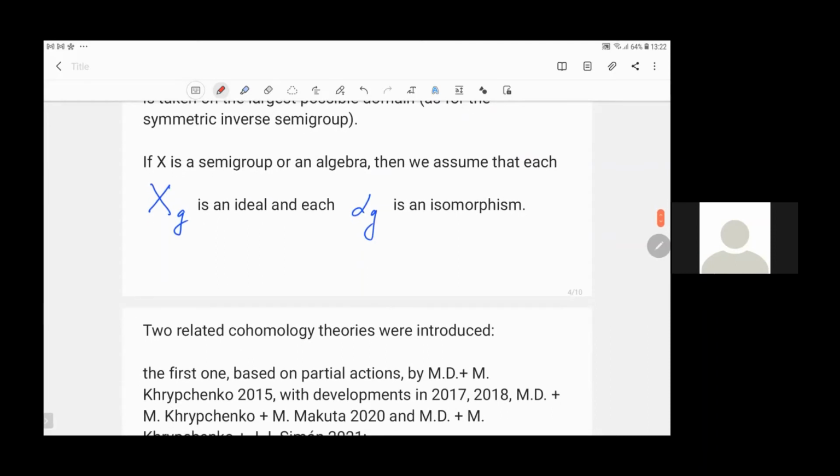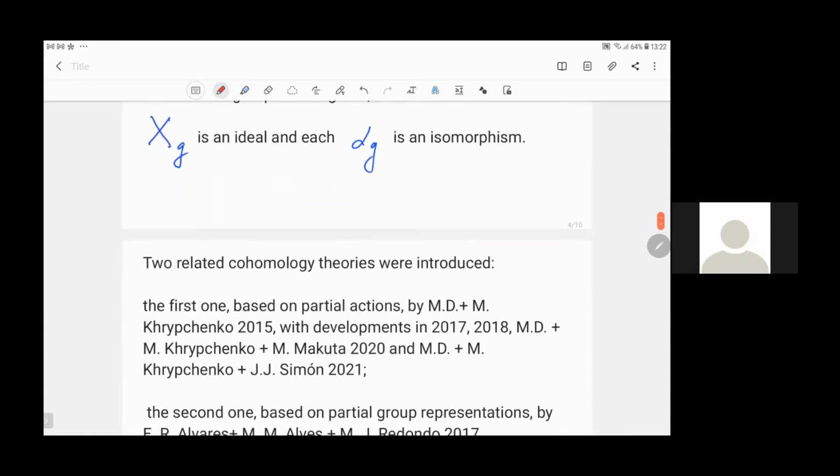So two homology theories related to Abel motions were introduced. The first one was introduced in a joint paper with Mykola Hripchenko, published in 2015, and it is based on partial actions. So the modules, instead of being abelian groups on which a group G acts as usual, we take commutative semigroups on which G acts partially. Then we relate this cohomology to partial projective representations, and also study interpretations in terms of extensions.